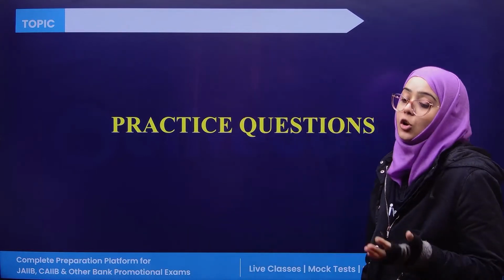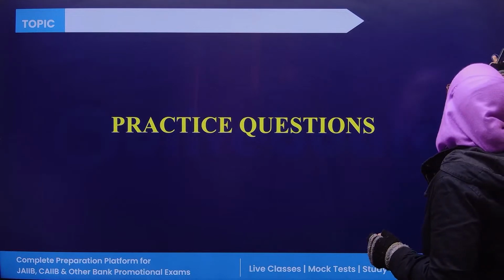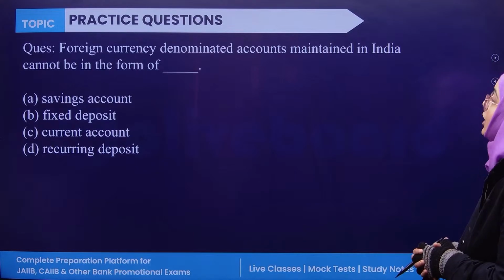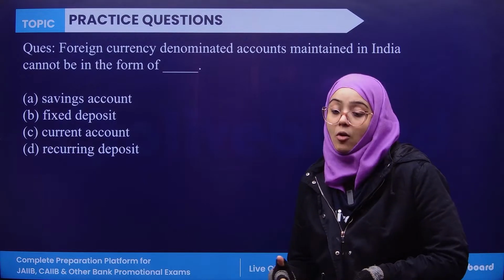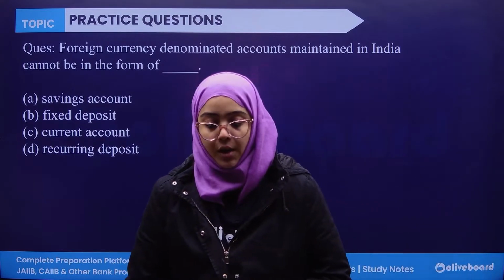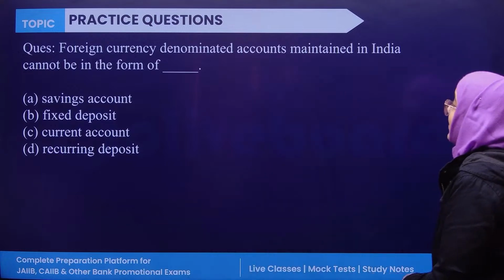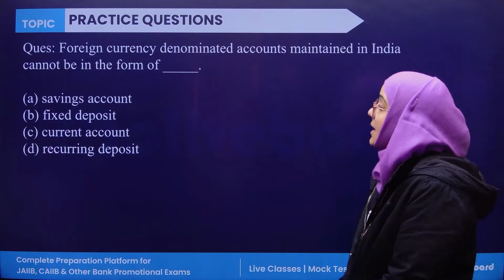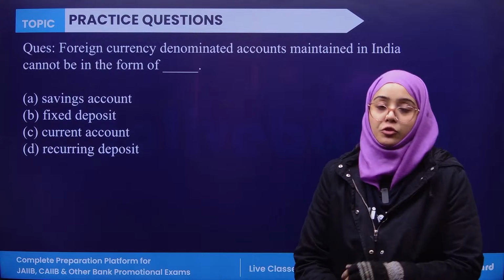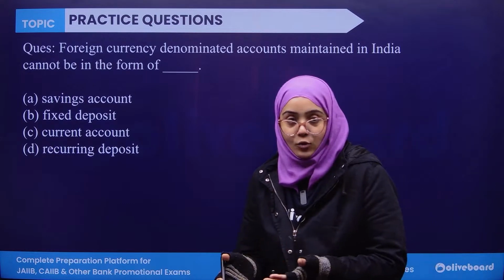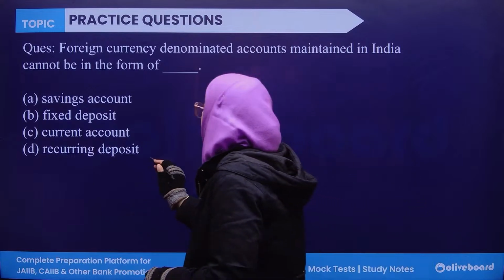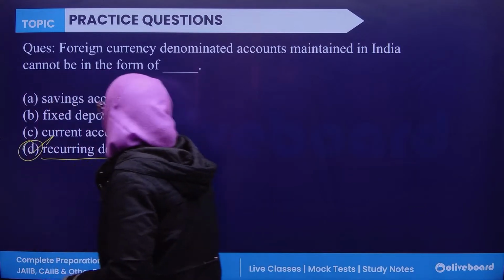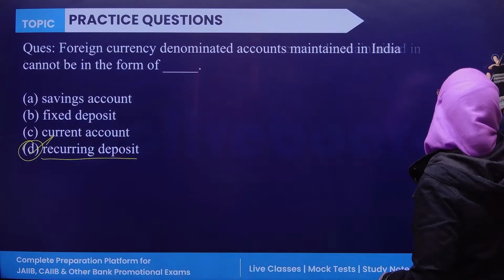Now let us discuss some of the practice questions related to this. The first question is: foreign currency denominated accounts maintained in India cannot be in the form of dash. Everyone please answer this question. So if we talk about the foreign currency account, it can be current, can be saving, can be term deposit. It cannot be recurring deposit. So D is the correct answer.